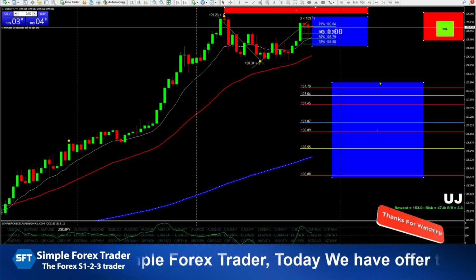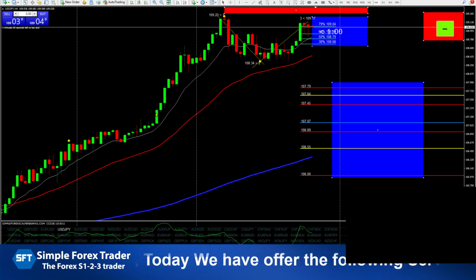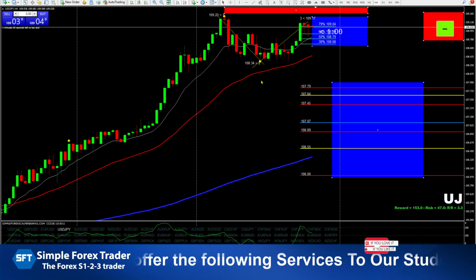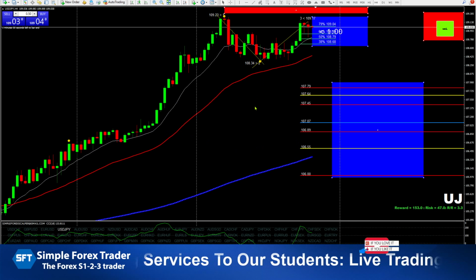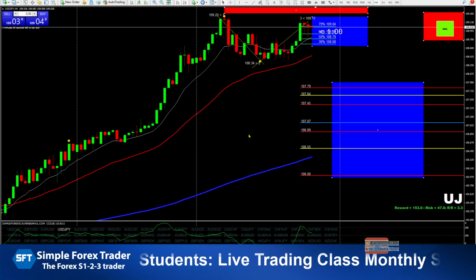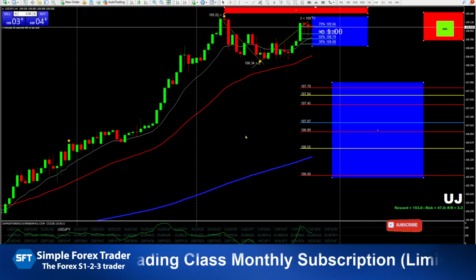Very easy, it shows you exactly where you can exit your trade, and also where you can enter your trade as well. Hope you like today's weekly update on the USD Japanese yen on a 4-hour chart.